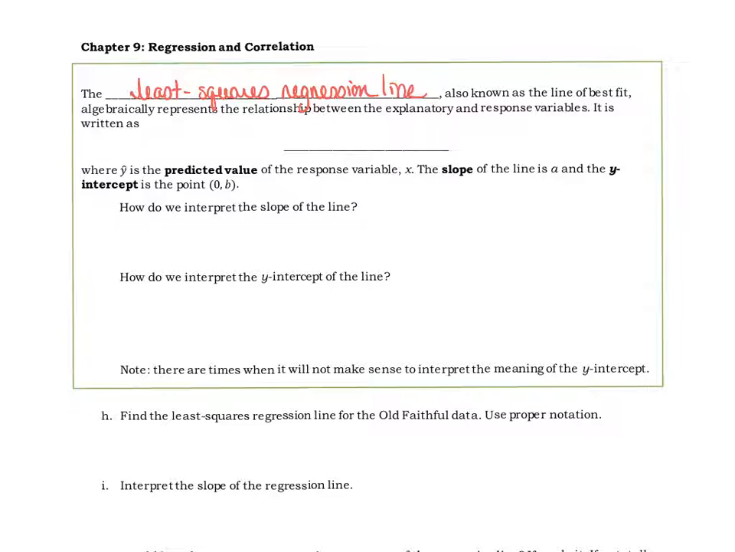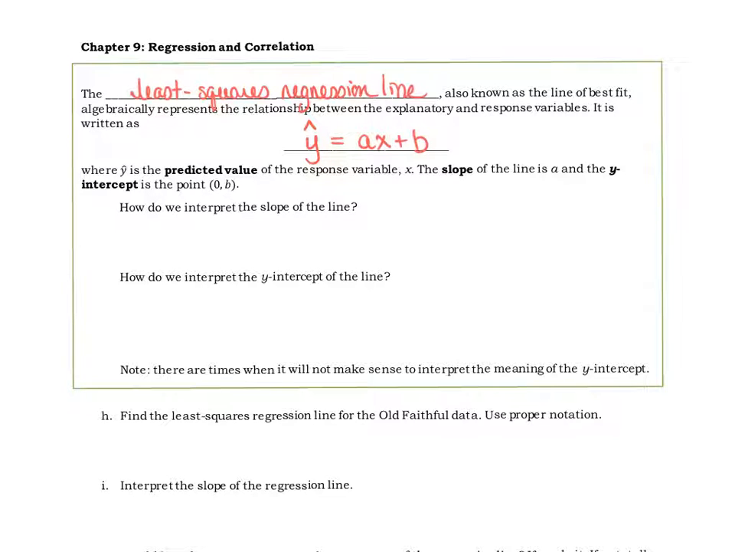The line itself is written in this form, so it is y hat. Now remember, anytime we see that hat, that means we're basing it on a sample. So this is saying this line is coming from a sample, in this case, our sample of data about Old Faithful. So y hat is equal to, and this comes right off that linear regression on your calculator, ax plus b. So y hat is going to be a predicted value. So we're saying, based on the data we have, this is what we think is going to happen. The slope is a.